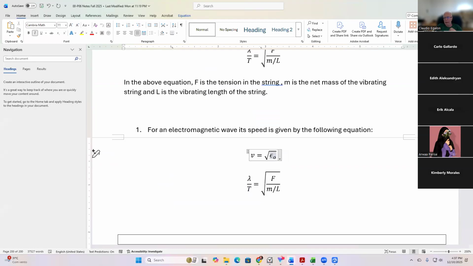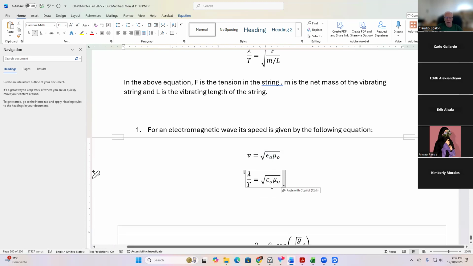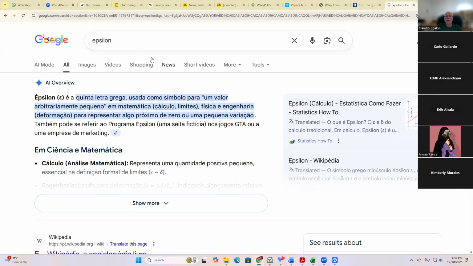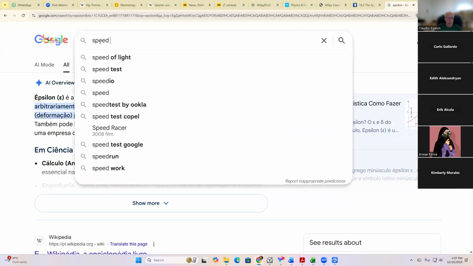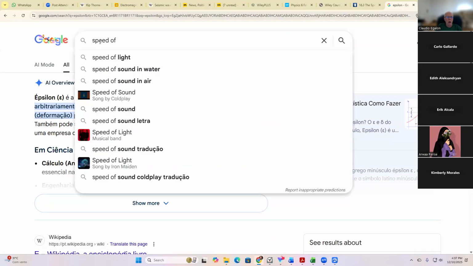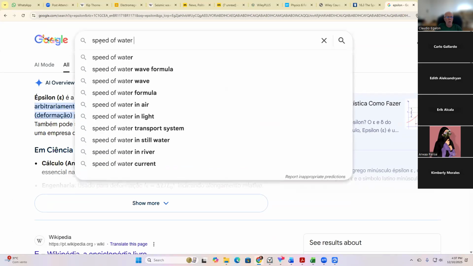Is the electric permittivity of the vacuum times the magnetic permeability of the vacuum. It's possible to derive this equation for an electromagnetic wave. But again, just like I said before, it's very difficult. For water waves, let's take a look at the speed of a water wave.